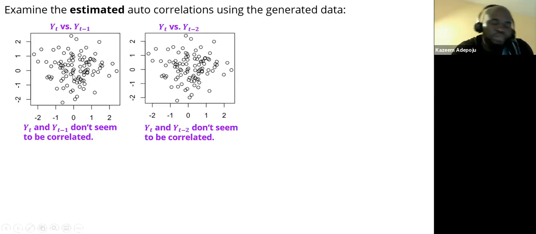Okay, you remember the other time when I was teaching you something on correlation, what did I talk about? Correlation only applies to linear relationship. But what can you see right here? This is not linear. Okay, this is not linear. And that is the reason why we said the yt and the yt minus 1 don't seem to be correlated. And that is what you can also see in the other one. Okay, can you see that now?